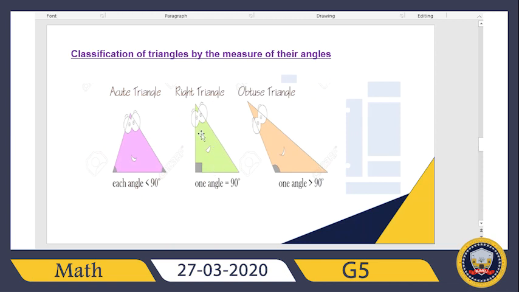Let's take the next type. The next type is called a right angled triangle. Right angled triangle, what does it mean? It means that one angle of this right angled triangle, only one angle, must be equal to 90 degrees. It is a must to be equal to 90 degrees.